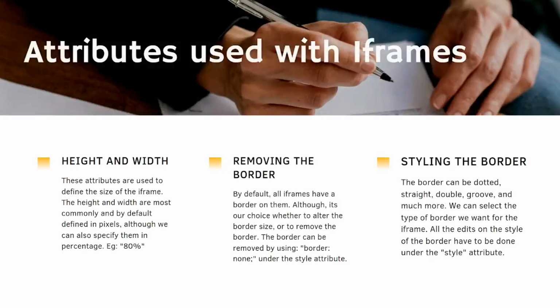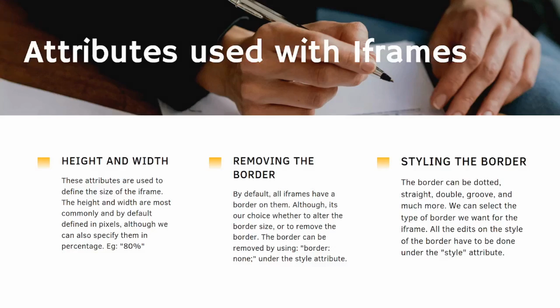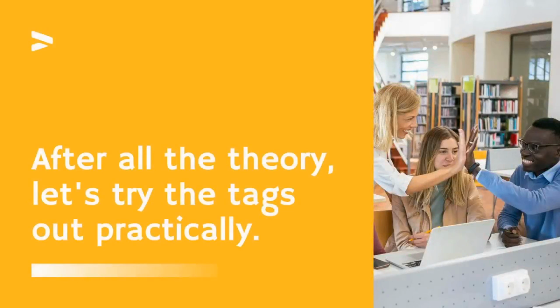We have many attributes that are used with iframes. We learn the basic ones. Height and width control the size of the iframe. We can remove the border. By default, iframes have a border. It can be done using the border property inside the style attribute. We can even style the border by using the style attribute or by using external CSS. So that's it for today's theory section. We'll move ahead to the practical section.